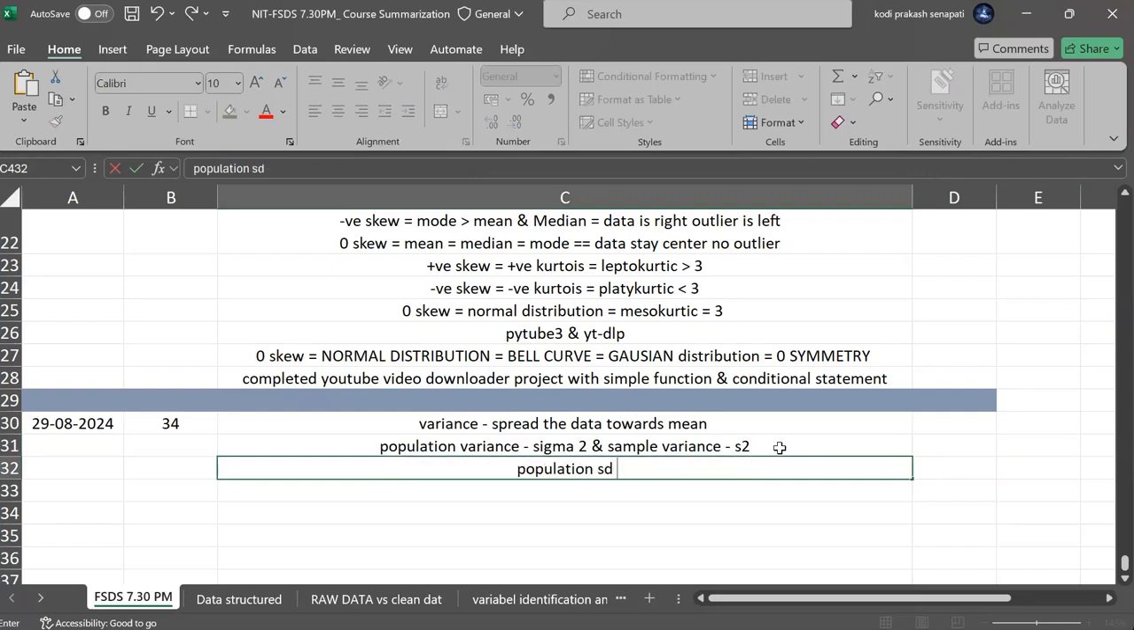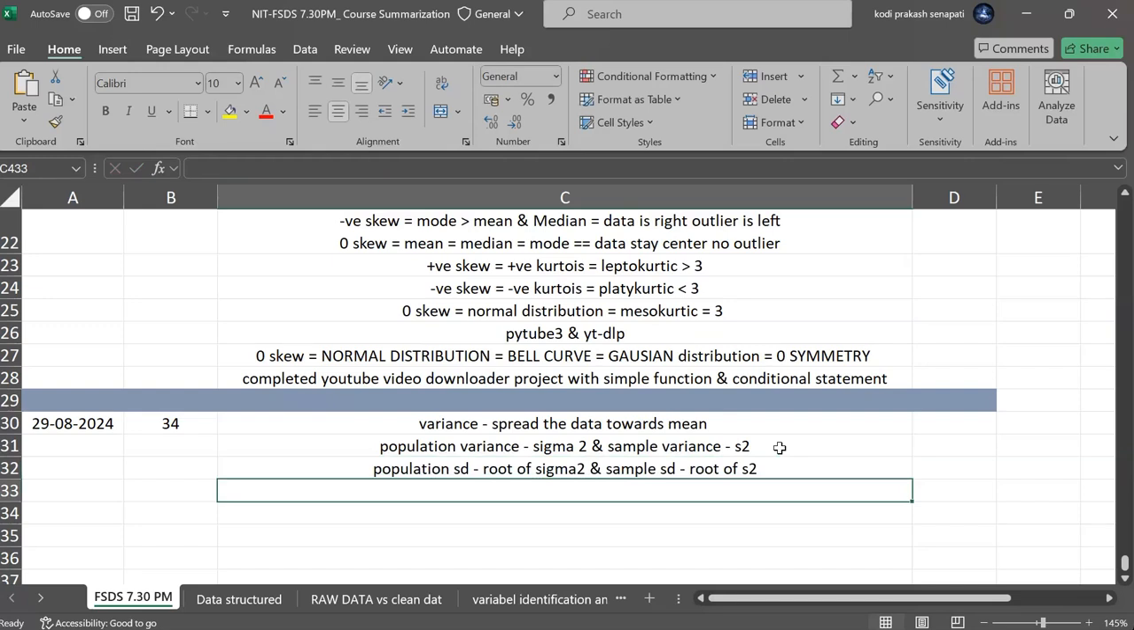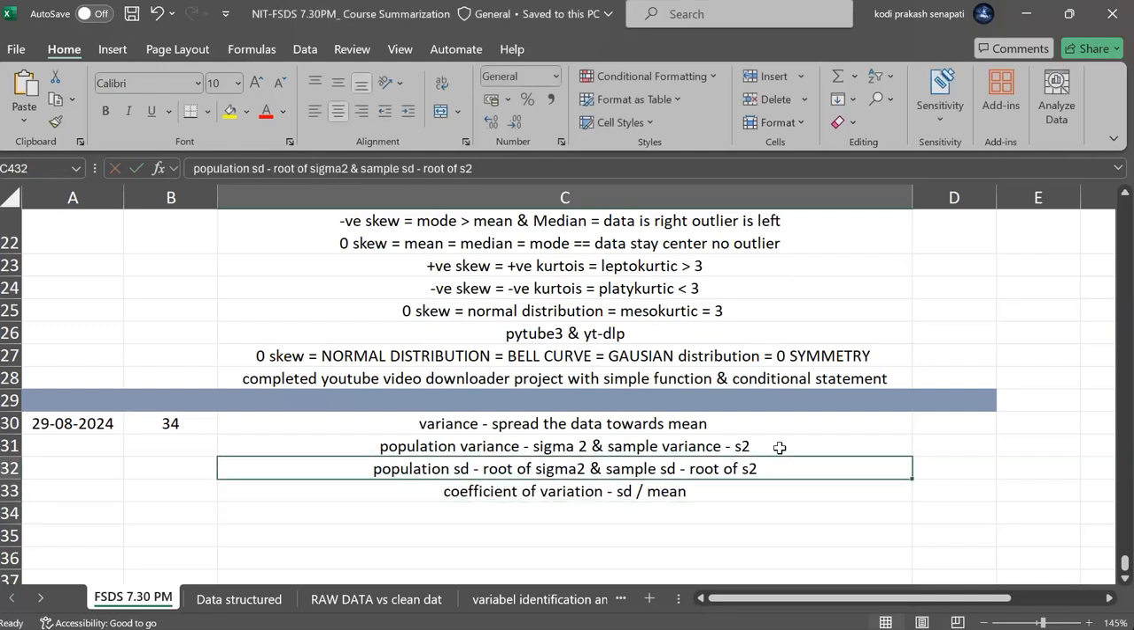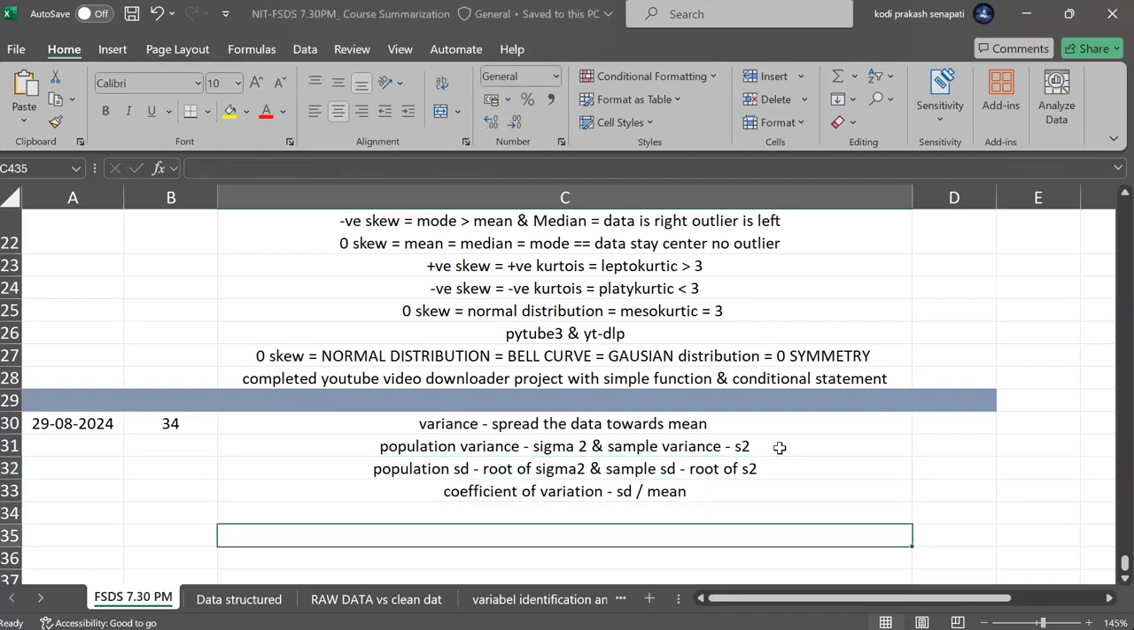Then population standard deviation. What is it, guys? Root of sigma square, and sample SD is root of S square. Okay, this part is done. And what is coefficient of variation? Coefficient of variation equals SD by mean. Understand? Normally you don't get interview questions like give me the formula. If sometimes they ask, you know this, isn't it? Okay, that's good. We have done this part.